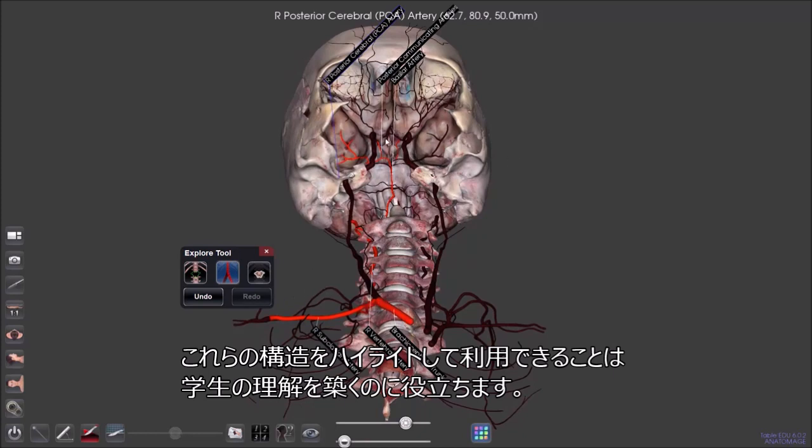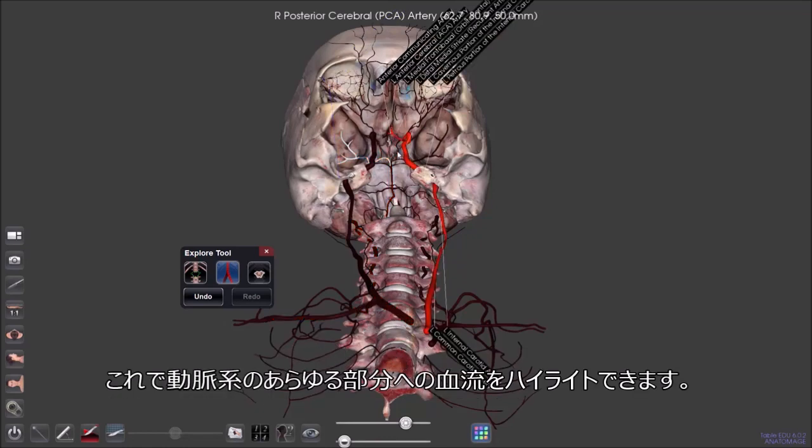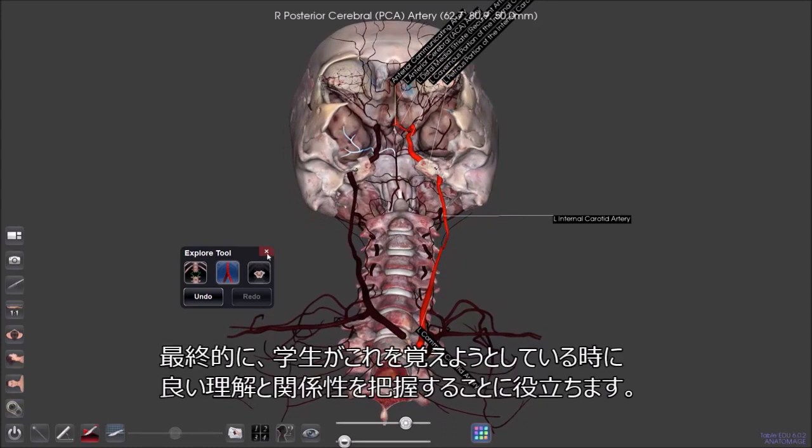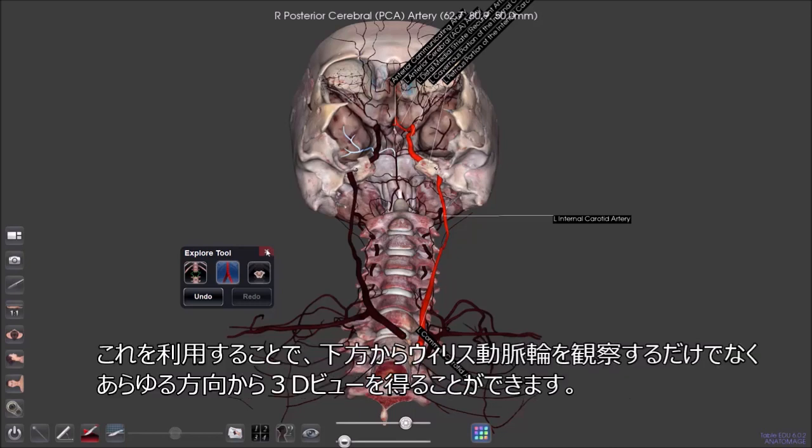Now, we can also highlight blood flow to any portion of the arterial system. And this ultimately helps build a better understanding and relationship for students to draw on later on when they're trying to remember this for tests or quizzes. Now, utilizing the table, we can get beautiful 3D views from multiple directions and orientations.